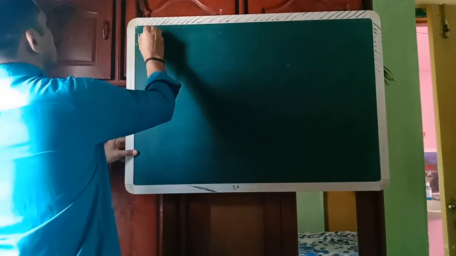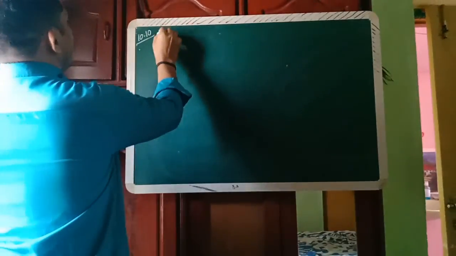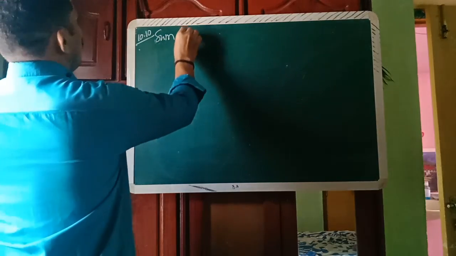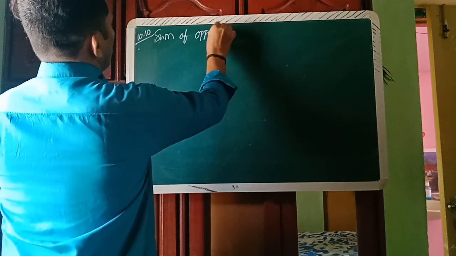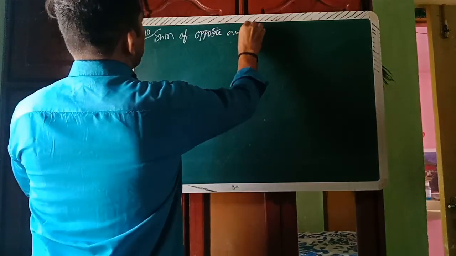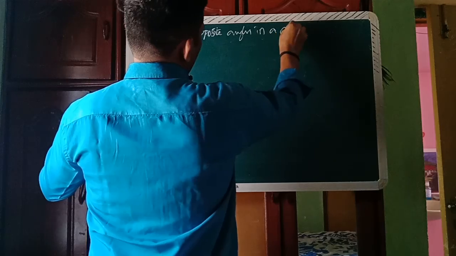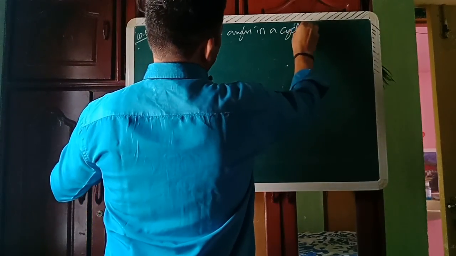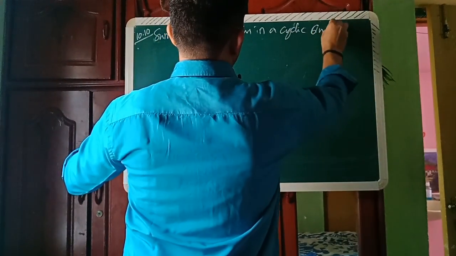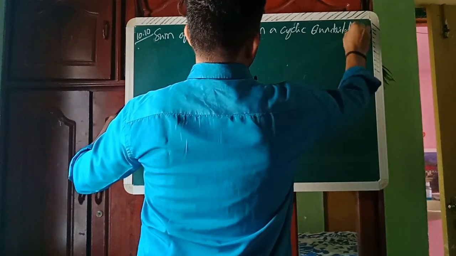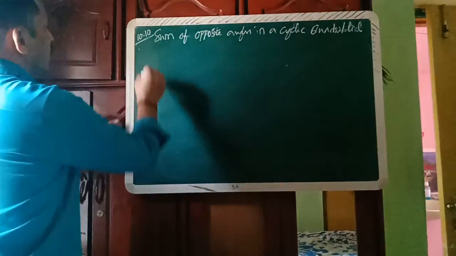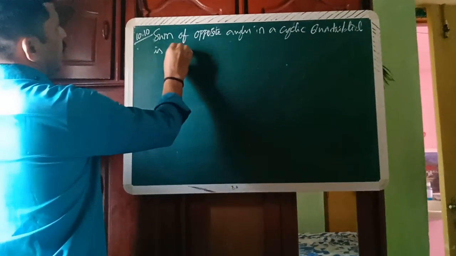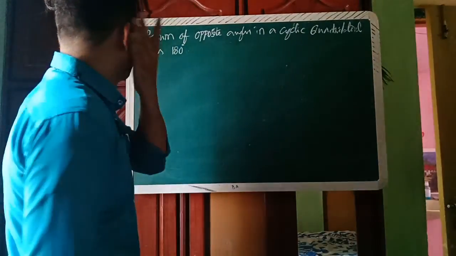Last theorem, 10.10. What is the theorem? The sum of opposite angles in a cyclic quadrilateral is a linear pair, or 180 degrees.